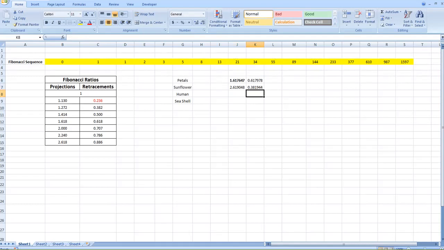Now these ratios are very, very important for harmonic trading. We use these ratios for harmonic trading. Now the ratios that are greater than 1 are known as projections. The ratios that are less than 1 are known as retracements. We will see practically how to draw them on the chart.